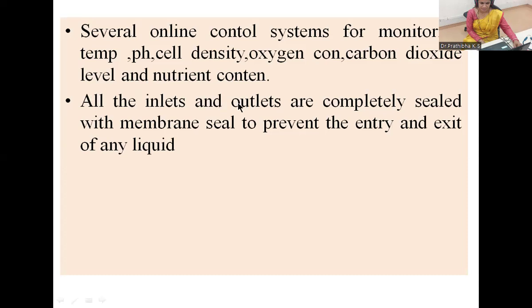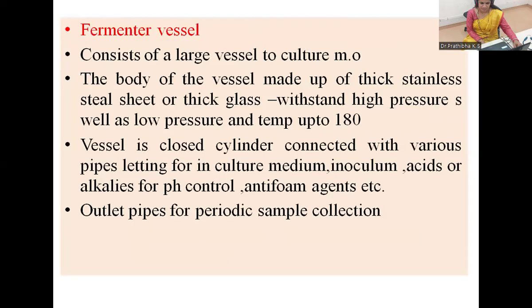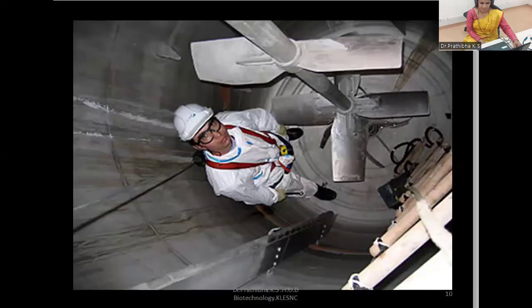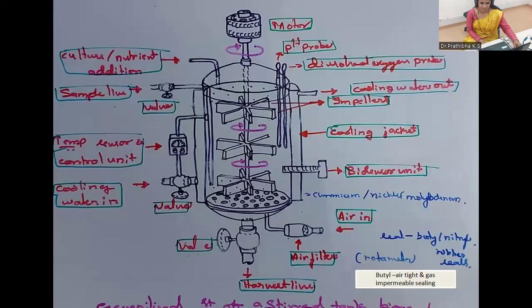All the inlets and outlets are completely sealed with membrane seals to prevent the entry and exit of any kind of liquid. Whatever inlet pipes and outlet pipes there are, those pipes must be sealed, otherwise chances of contamination can be observed. For example, the inlet and outlet pipes will always be sealed by butyl nitrile rubber seals or butyl rubber seals, butyl airtight.